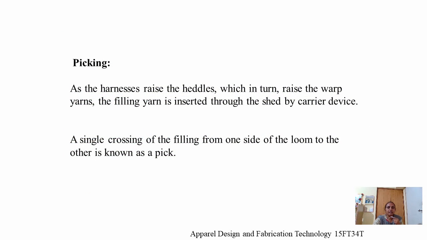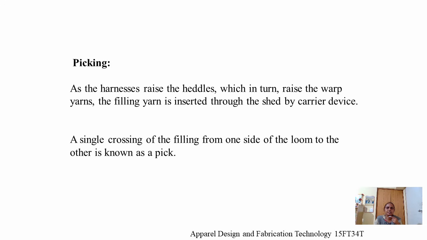Picking. As the harnesses raise the heddles, which in turn raise the warp yarns, the filling yarn is inserted through the shed by a carrier device. A single crossing of the filling from one side of the loom to the other is known as the pick. What is a pick? A single crossing of the filling from one side to the other is known as the pick. That is the weft yarn.